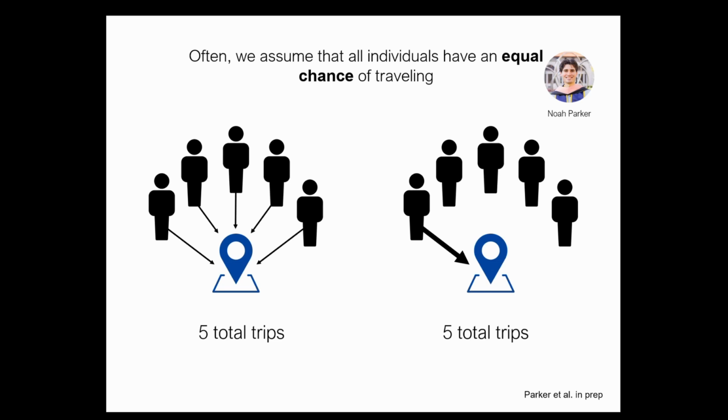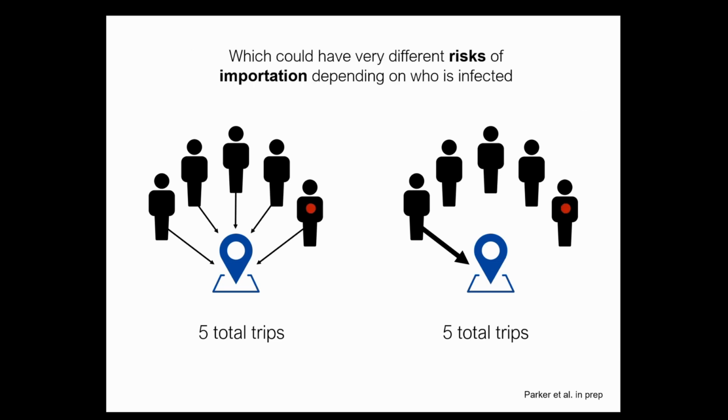So you could have the instance where you see 5 trips that are getting measured between different locations, where you have everyone taking one or one person taking all of them. And that's going to have really different risks of importation depending on who's infected. So for example, if your infection is something that is highly concentrated in particular parts of the population, where it's not as justifiable to make the assumption that everyone has an equal chance of being infected, that's going to have a really different importation risk in your population.